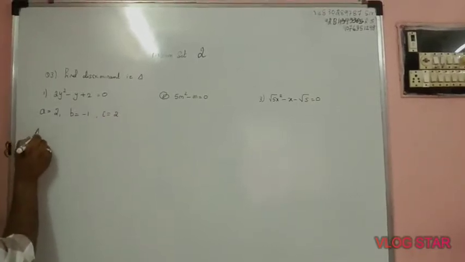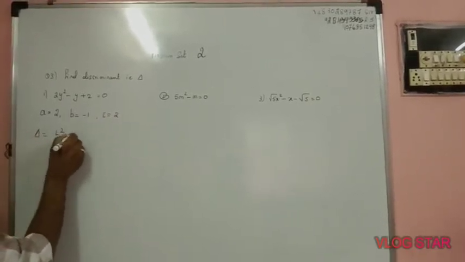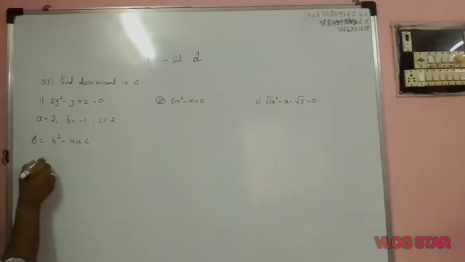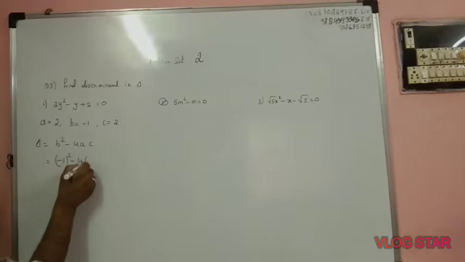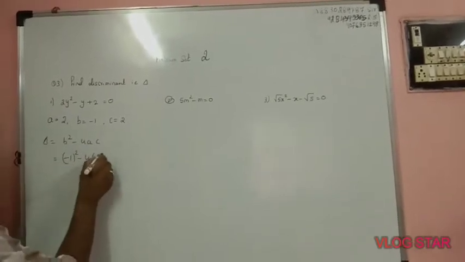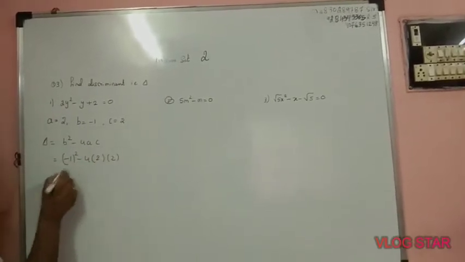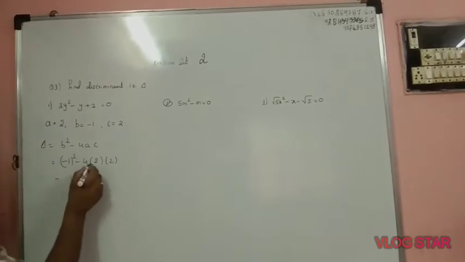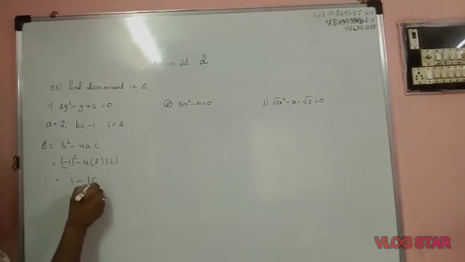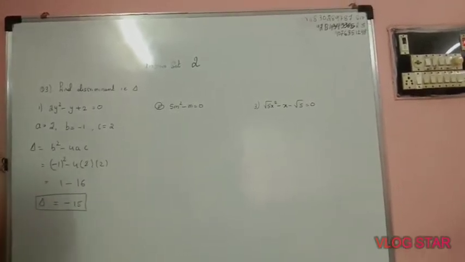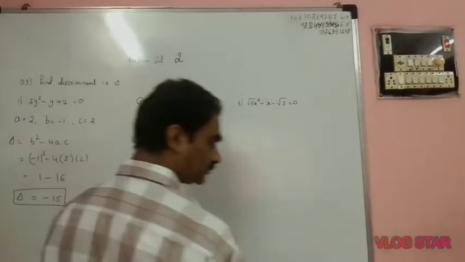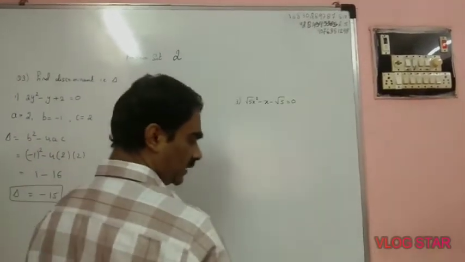Therefore, delta is equal to B square minus 4ac. So B square minus, B की वैल्यू क्या है? Minus 1 square, 4. A की वैल्यू क्या है? 2. C की वैल्यू क्या है? 2. So 1 का स्क्वायर 1 minus 4 2s are 8, 8 2s are 16. कितना आंसर है? Minus 15. So delta क्या आया? Delta is minus 15. Correct?